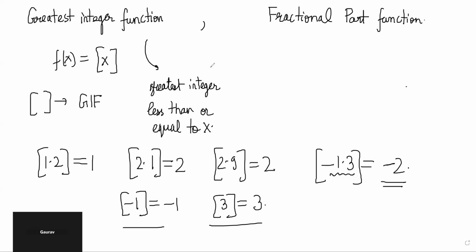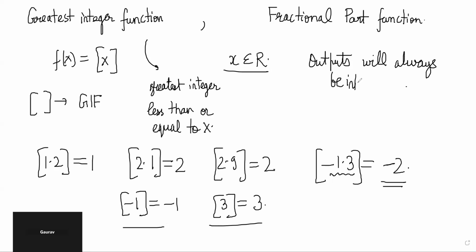The inputs can be any x, the domain is x belongs to real. The outputs will only be integers, right? And the graph of this looks like a step type of graph. At 0, it is 0, and it stays 0 for anything till 1. And as soon as you reach 1, it becomes 1. Do you understand what is happening? So this step type of graph is the graph of the GIF function.